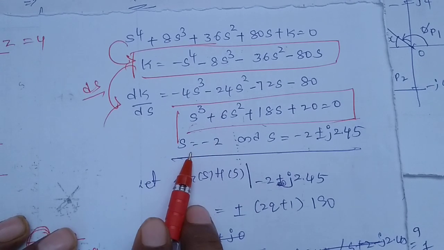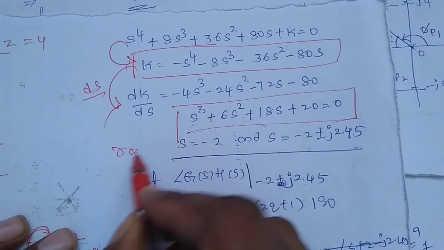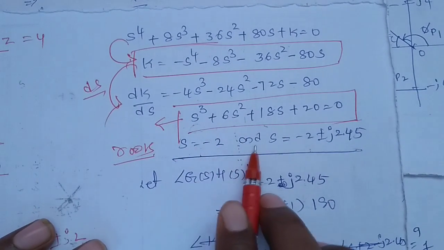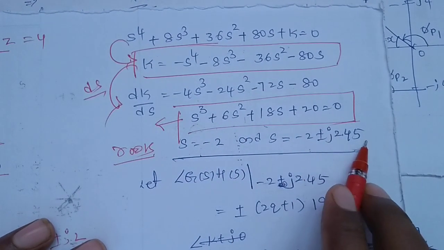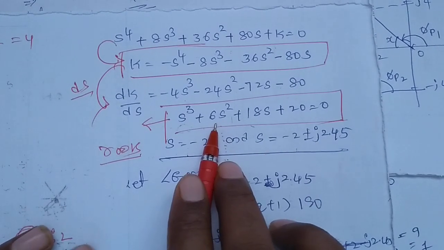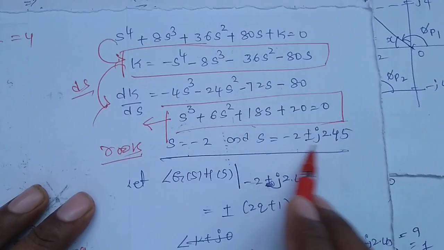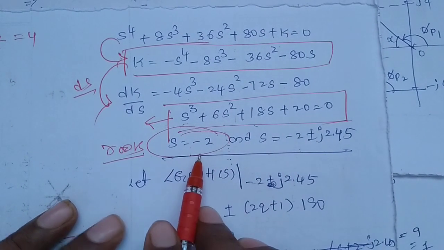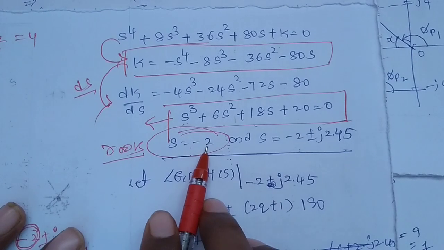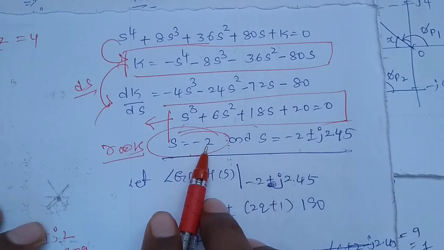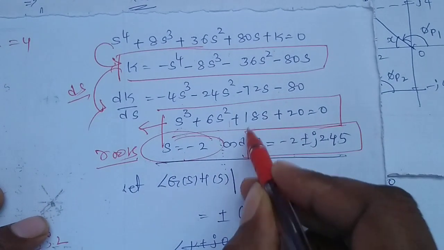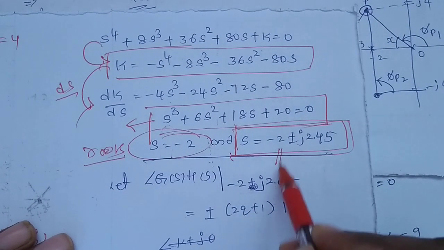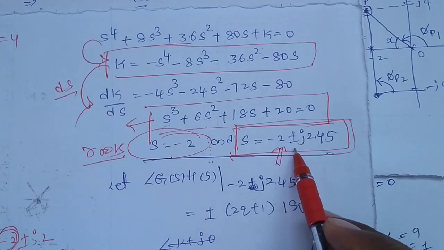Then here we have to find the roots of this cubic equation. So s equal to minus 2 and s equal to minus 2 plus or minus j2.45. If you solve this cubic equation, you will get these two roots. This one is the real part, so you can directly check whether it is a valid breakaway point or not. But compared to problem number 2, this is somehow different. Here the breakaway point has a complex value.